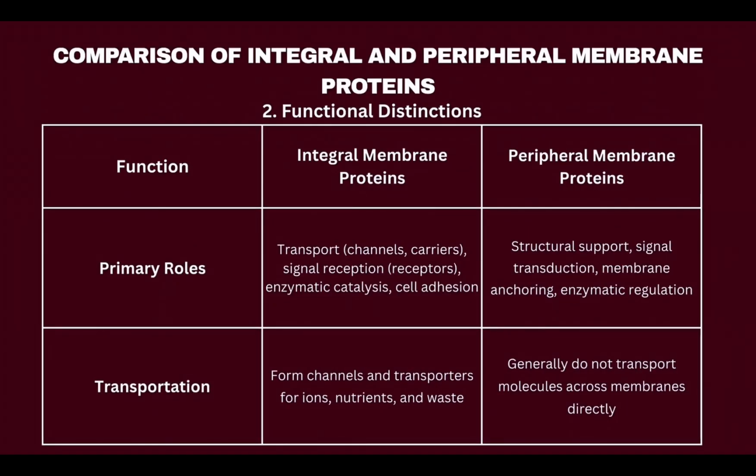Now it's time for their functional differences. First, their primary roles. Integral proteins handle transport, receive signals, catalyze membrane reactions, and support cell adhesion, while peripheral proteins focus on structure, signal transduction, anchoring, and enzymatic regulation. In terms of transport, integral proteins form channels and carriers, while peripheral proteins don't transport molecules directly.